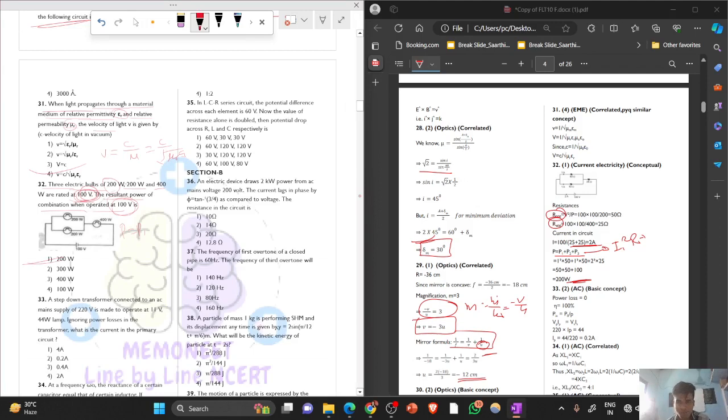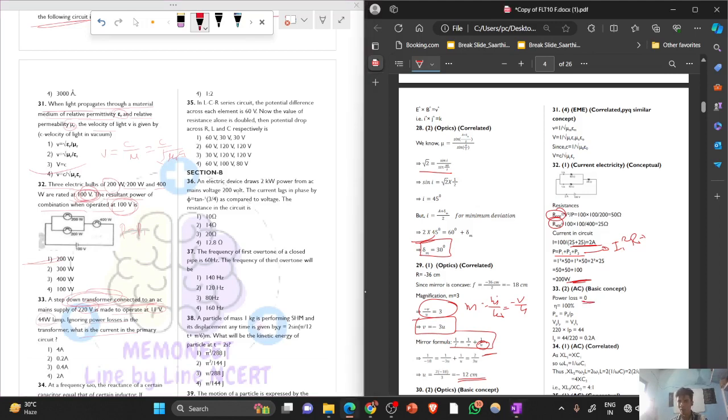Now moving ahead, the concept of transformer. A transformer connected to a 220 volt AC supply is made to operate an 11 volt, 1200 volt device. Ignoring power loss, what is the current through the primary coil? You just need to use the condition of a transformer.